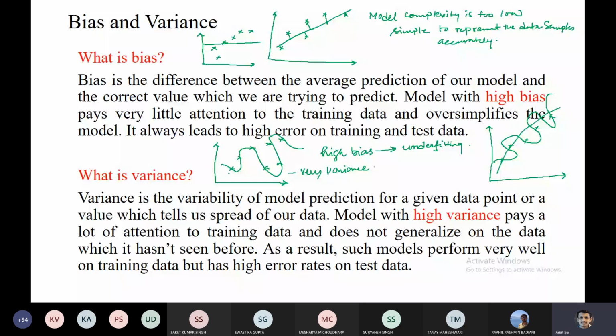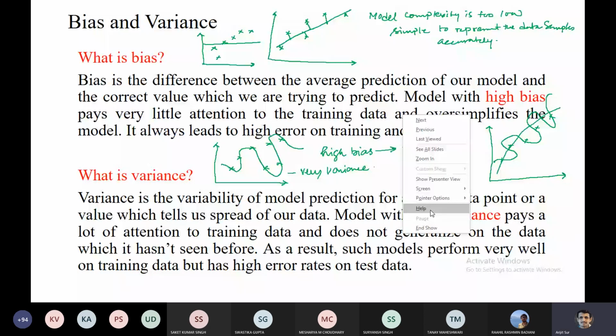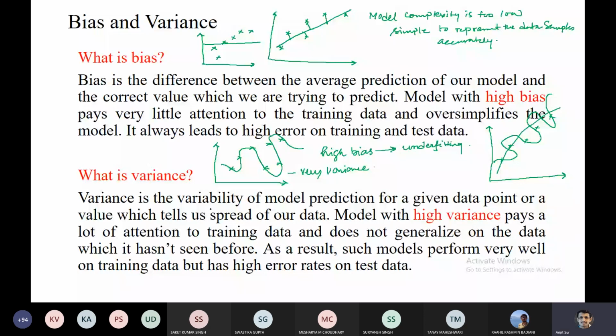Given a data point or values, variance tells the spread of the data. So the spread is something we are very much acquainted with. But in that sense, if we say, okay, we will do it in this way, we don't care about these two values, and we do this kind of thing, then this particular thing has low variance.